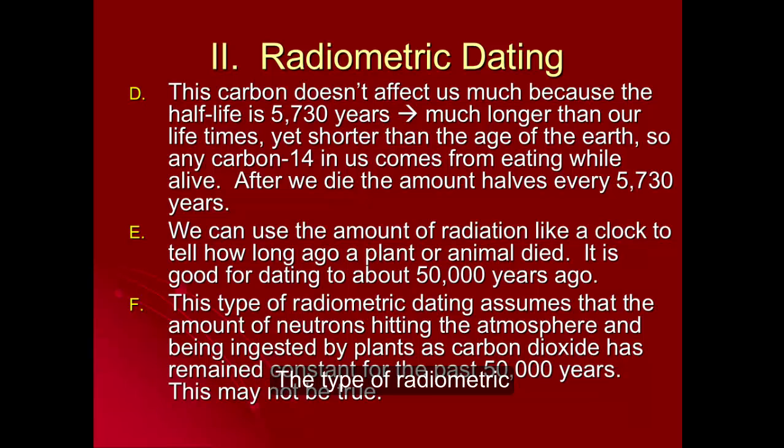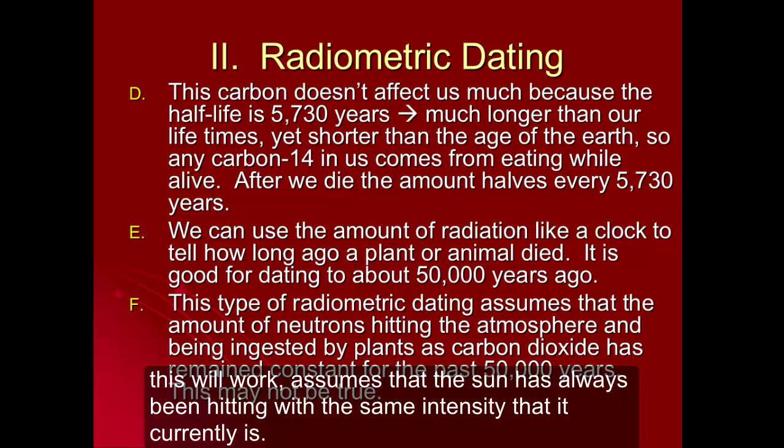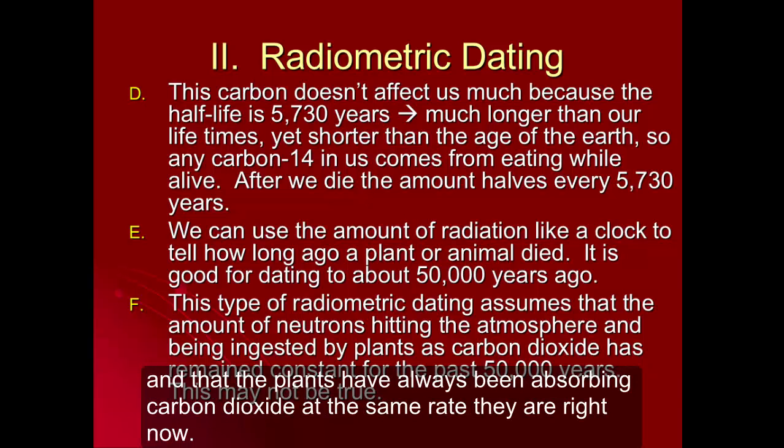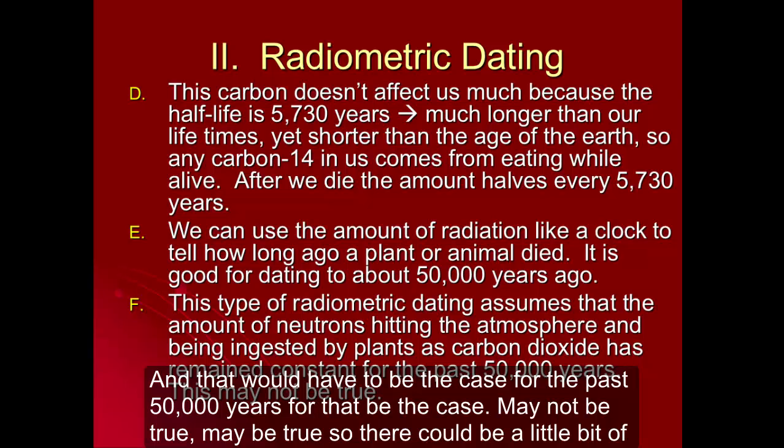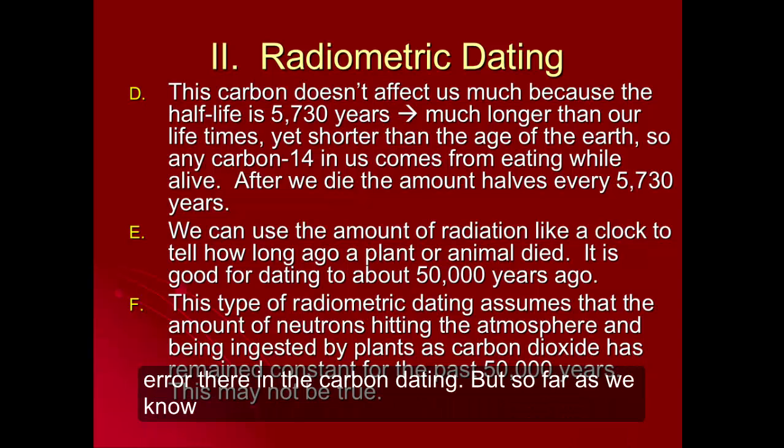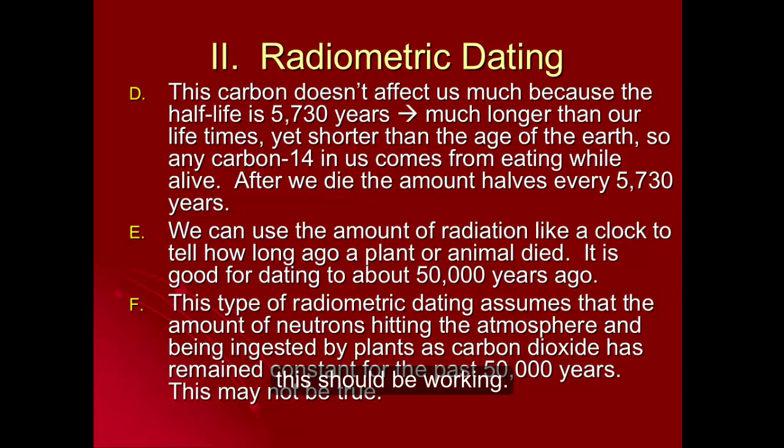The type of radiometric dating that assumes this will work assumes that the sun has always been hitting with the same intensity that it currently is, and that the plants have always been absorbing carbon dioxide at the same rate they are right now. And that would have to be the case for the past 50,000 years. May not be true, may be true, so there could be a little bit of error there in the carbon dating. But so far as we know, this should be working.